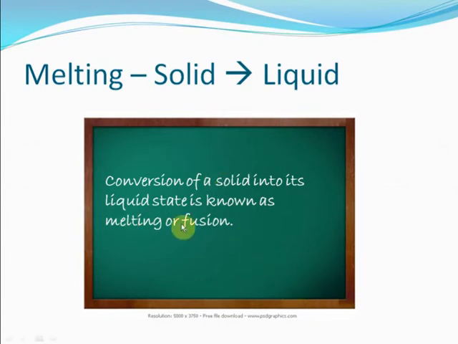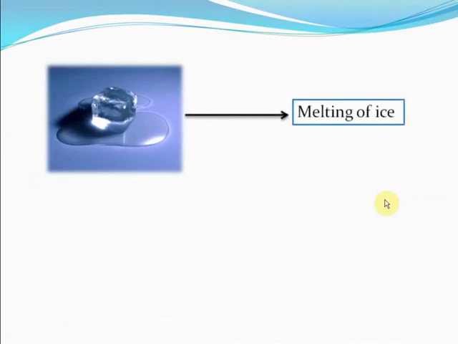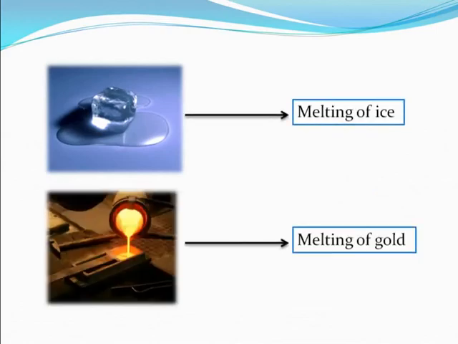This spelling here, fusion. As we already know, when we heat ice, ice melts. And just like ice, all the substances we see melt on heating. In fact, even if you heat gold, which is a solid at room temperature, at a very high temperature, gold also melts. And as you can see in this figure, it becomes a liquid.